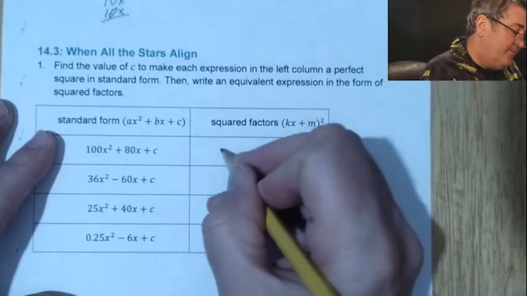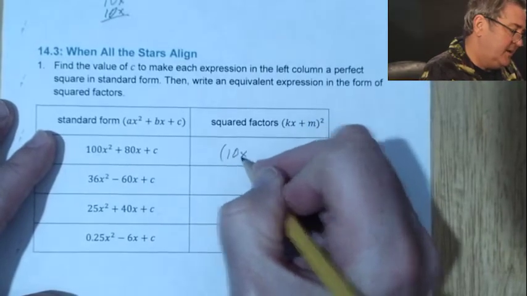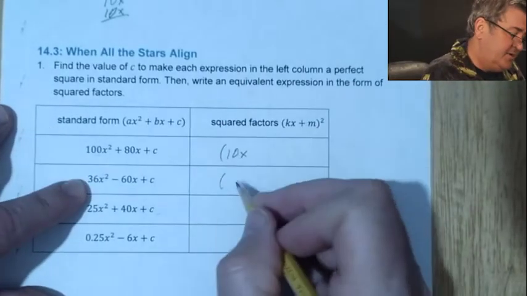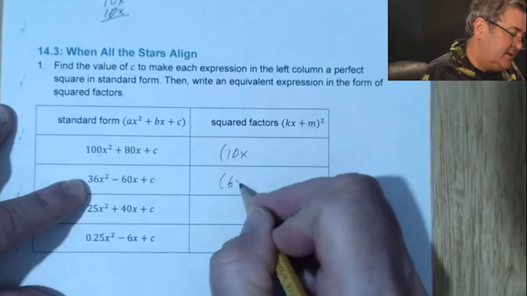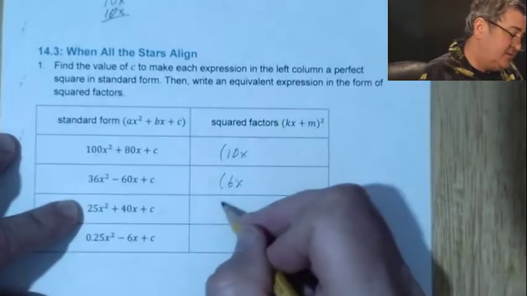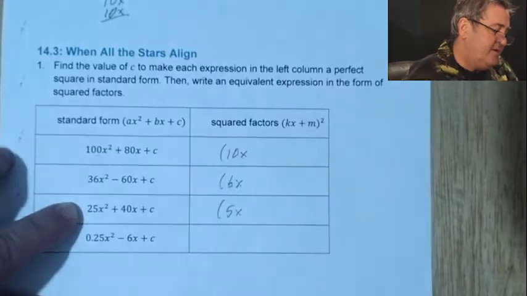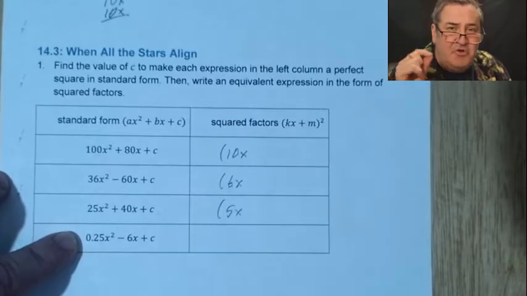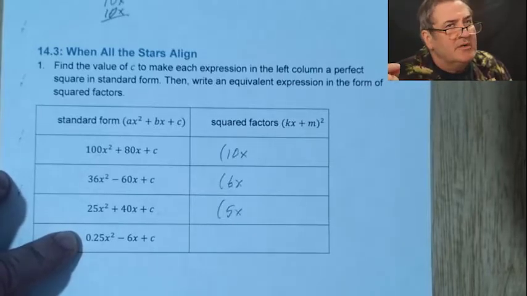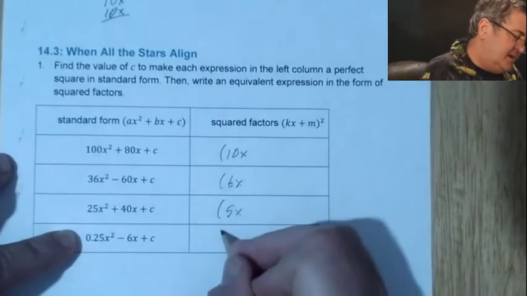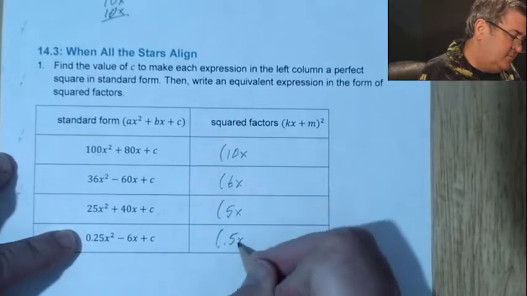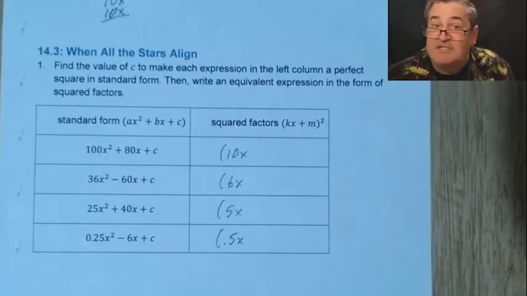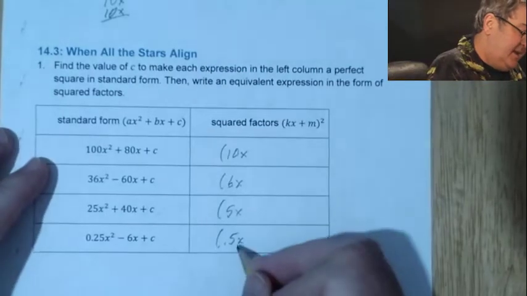So we know for sure that the first term has to be 10x, right? Because that is 100x squared. And we know down here 36x squared is going to be 6x. We know here 25x squared is 5x. And 0.25x squared: what multiplies by itself to be 0.25? 0.25 is 1/4. In this case, it's 0.5 or 1/2. 1/2 times 1/2 is 1/4. 0.5 times 0.5 is 0.25. So that is the first term.